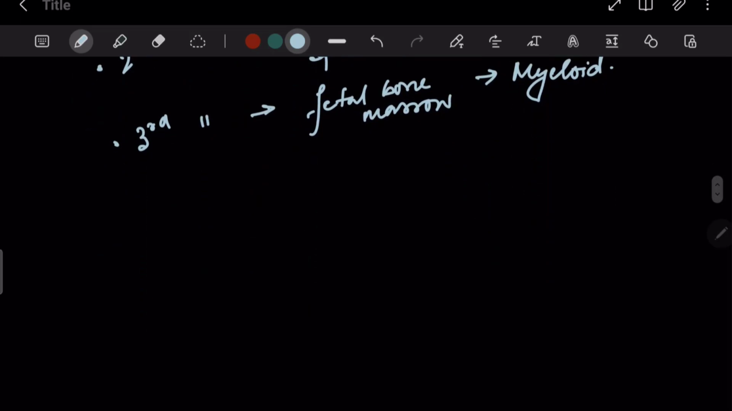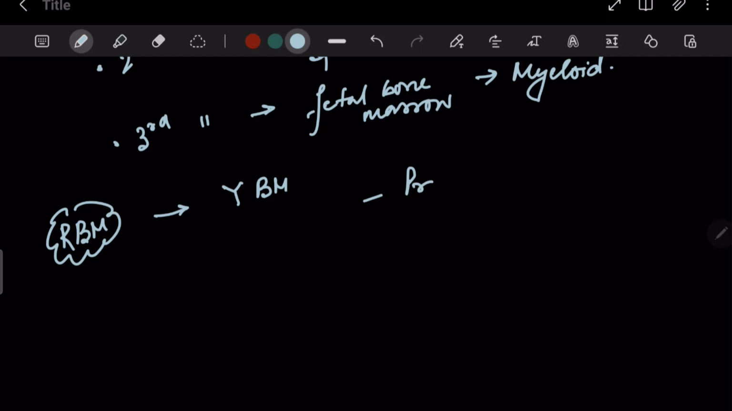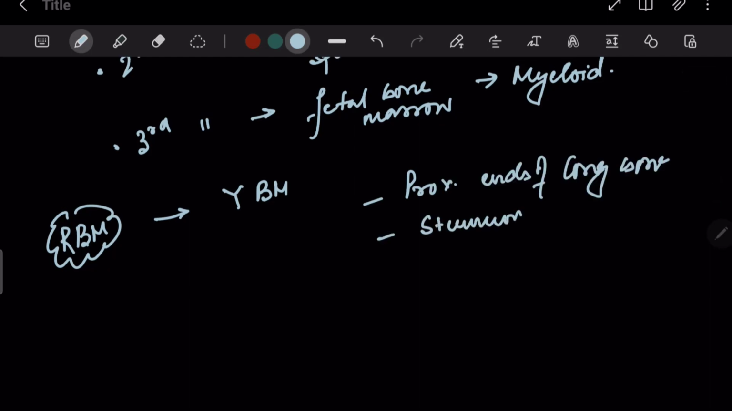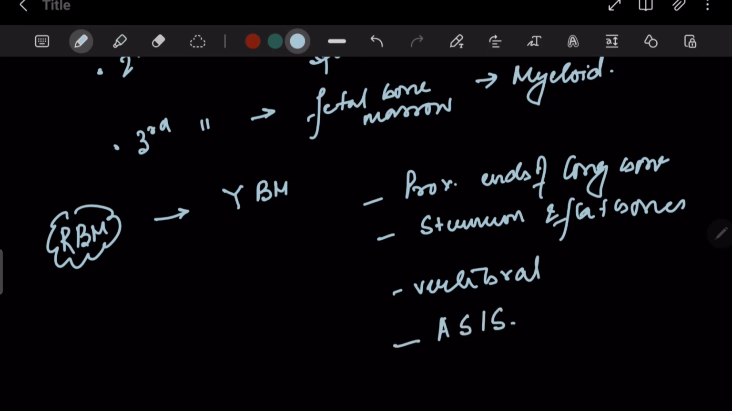Right. But at birth or after birth, all the bones of the child have red bone marrow. But soon after, when the child grows and goes towards becoming an adult, only a few bones have red bone marrow because this red bone marrow is being converted into yellow bone marrow. As a result, the sites of production of red blood cells decrease. So most of the red blood cells in adult life are formed at the proximal ends of long bones. They also occur in the sternum and some of the flat bones, vertebral bodies, as well as the anterior superior iliac spine.